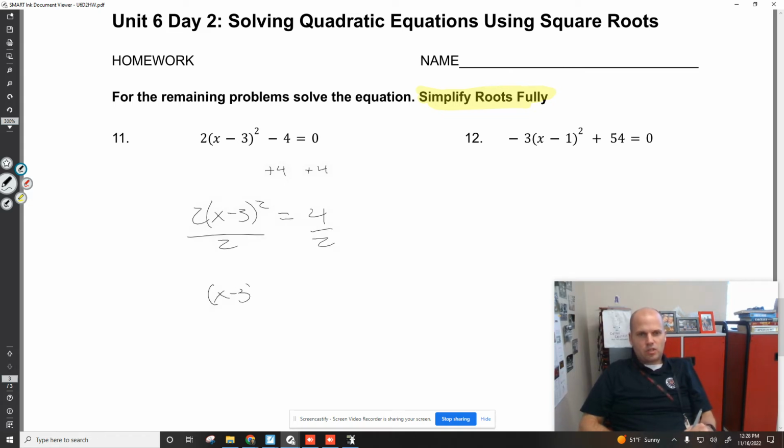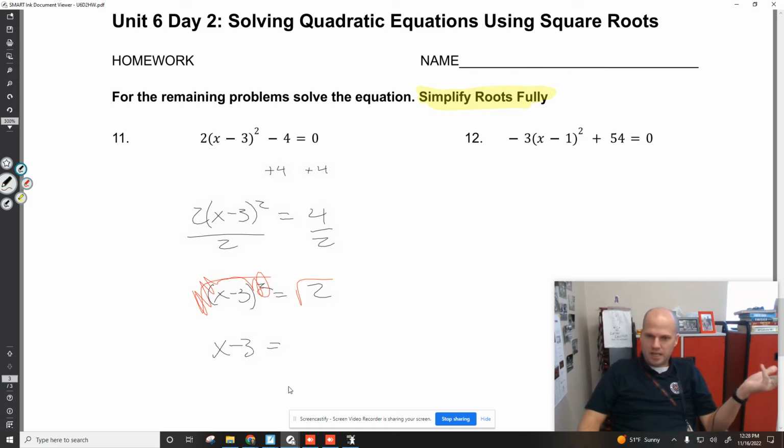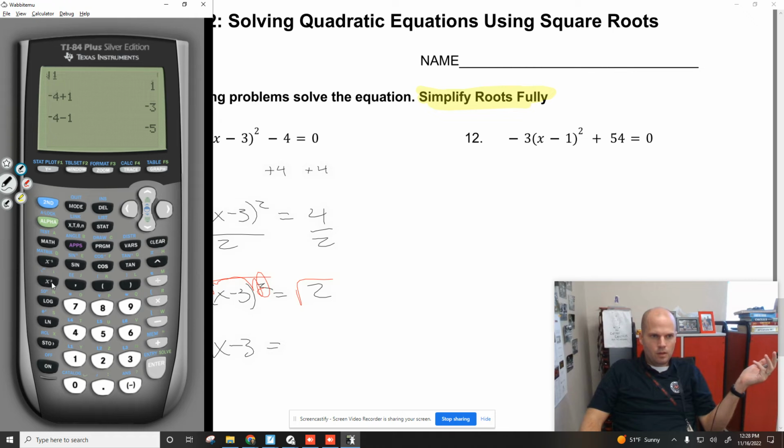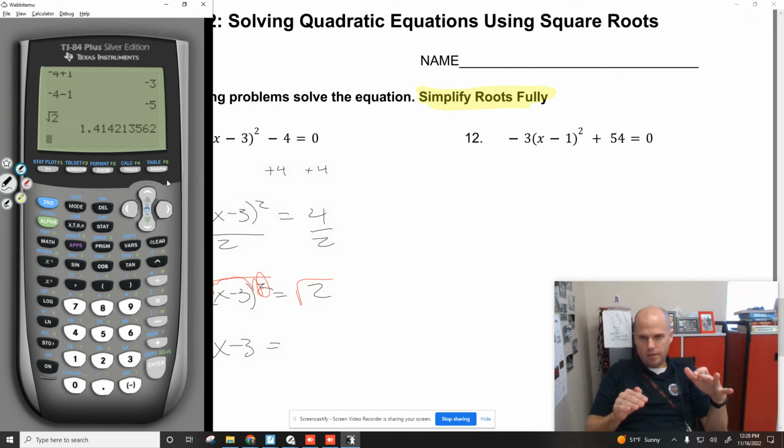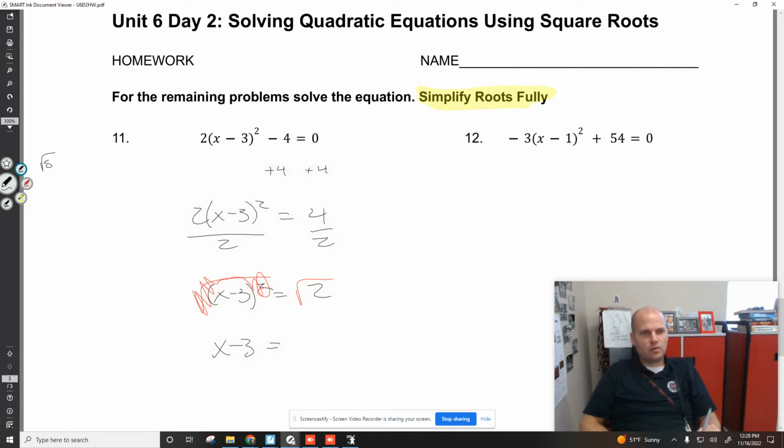Okay, I got x minus 3 squared equals 2. I'm going to square root both sides. That goes away, leaving me with x minus 3. I need to take the square root of 2. Ugly. Now, we would try to simplify this if we could. Remember, to try to simplify things, we try to take out our biggest perfect square that goes into our number, but like no perfect square goes into 2. So we're kind of just stuck.